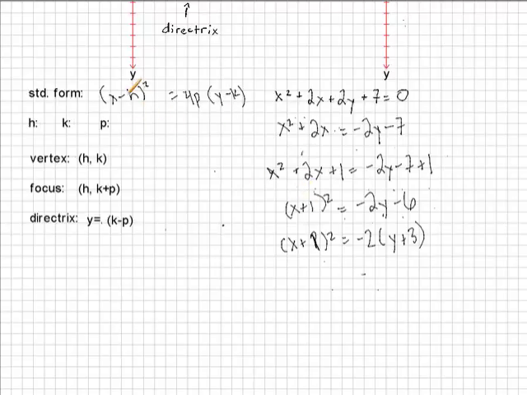If I look at my standard form, I see negative h is equal to 1. So I have h is equal to negative 1, and we have negative k is equal to 3. So k is equal to negative 3, and we have 4p is equal to negative 2. So solving for p, I get p is equal to negative 1/2.